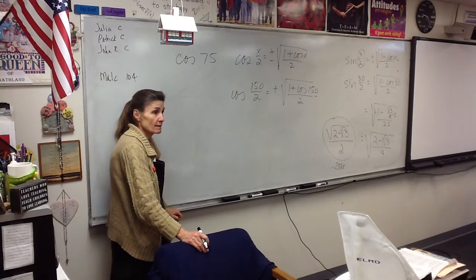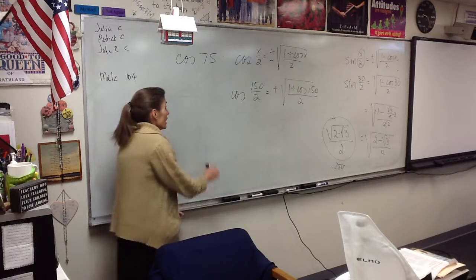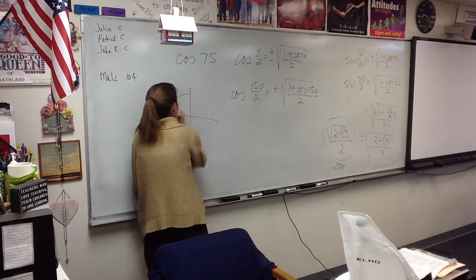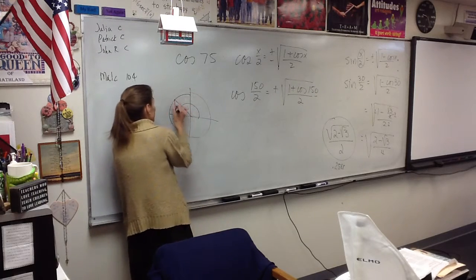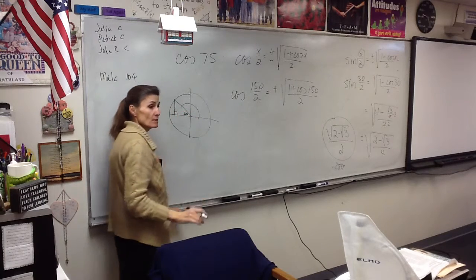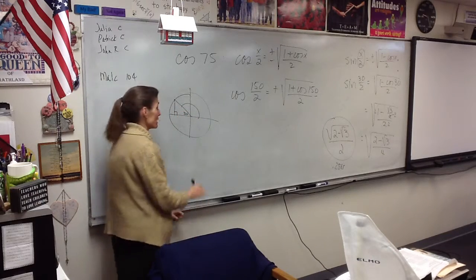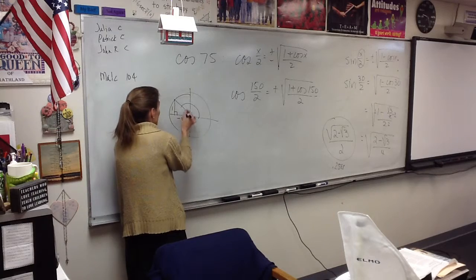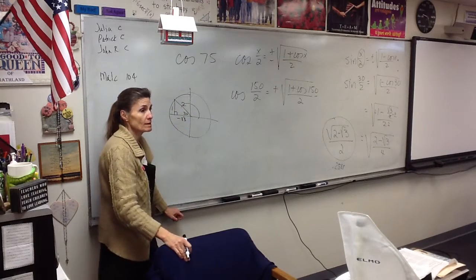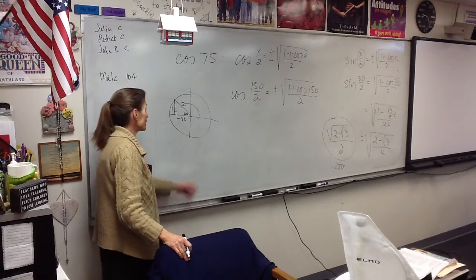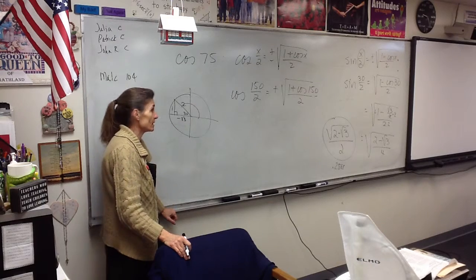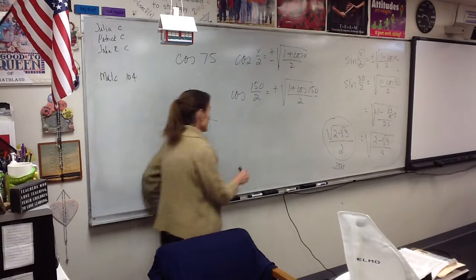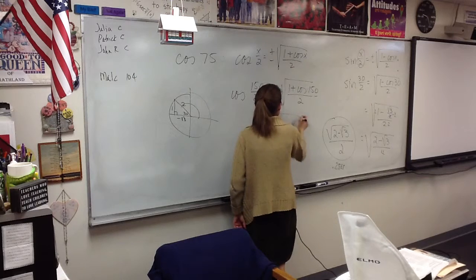What do I need to do next? I need to find the cosine of 150, which has a reference angle of 30. Now be very careful. You still can't lose sight of these negatives. What's the cosine of 150? Negative root 3 over 2.